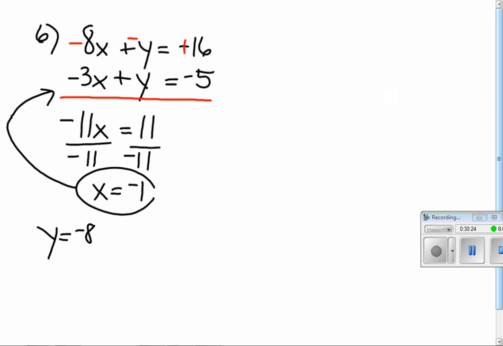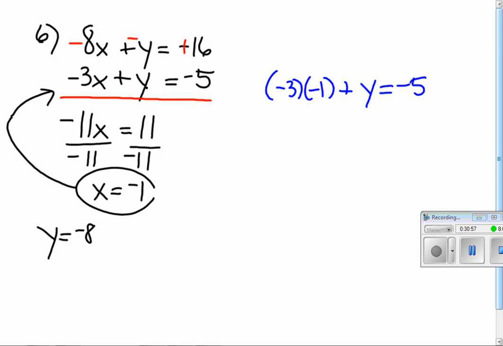And x is negative 1. So what's a negative 1 times negative 3? No, x is negative 1, not y. Other one, you're going to substitute negative 1 in here. So it's negative 3 times negative 1 plus y equals negative 5. We're not adding the equations for this other one. We could do that tomorrow.